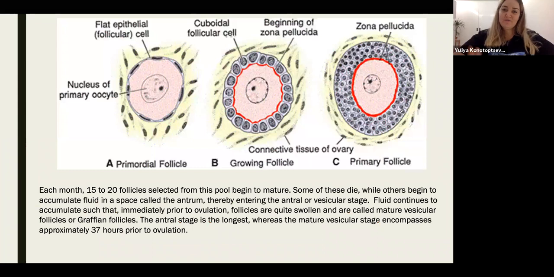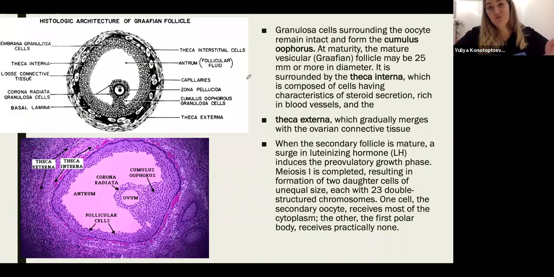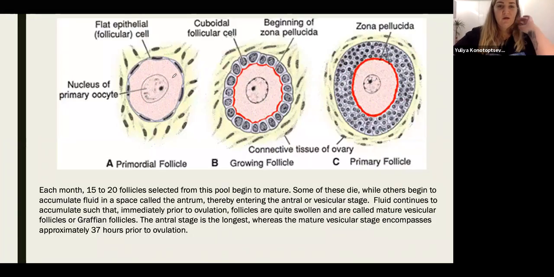Okay, guys, we aren't even close to done with the female. We continue. I'm just going to introduce this slide, and this slide is already next class. Let's start puberty in the female.